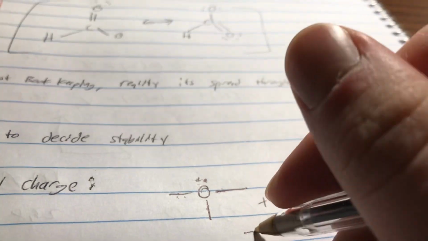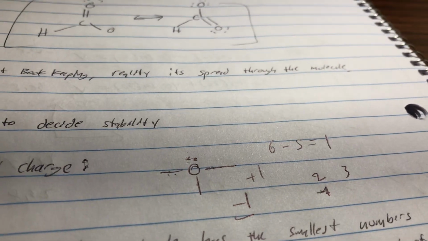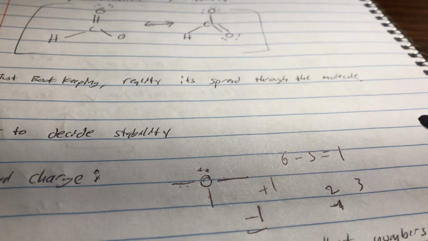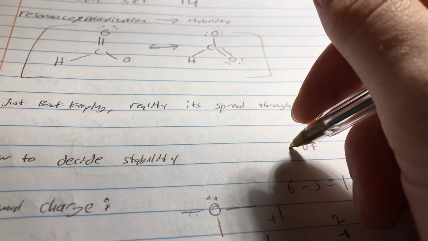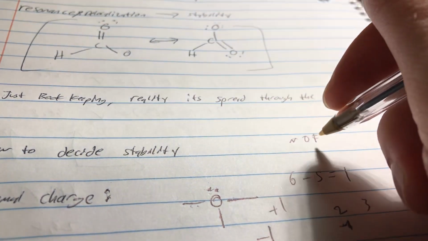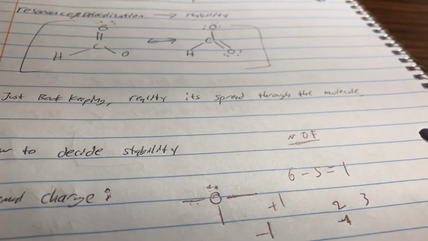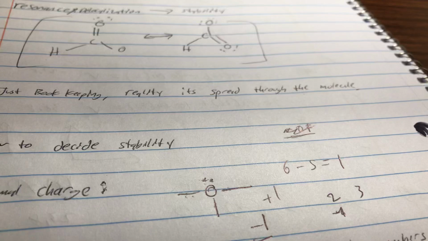And if you have a negative charge, like a -1, you want it with the most electronegative atom. So that would be like a fluorine, an oxygen, nitrogen, more over to the right side of the periodic table. Okay. So that's formal charge.